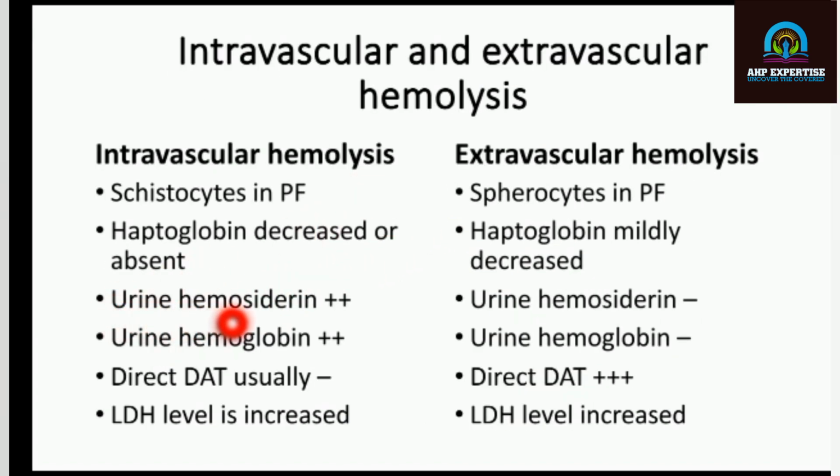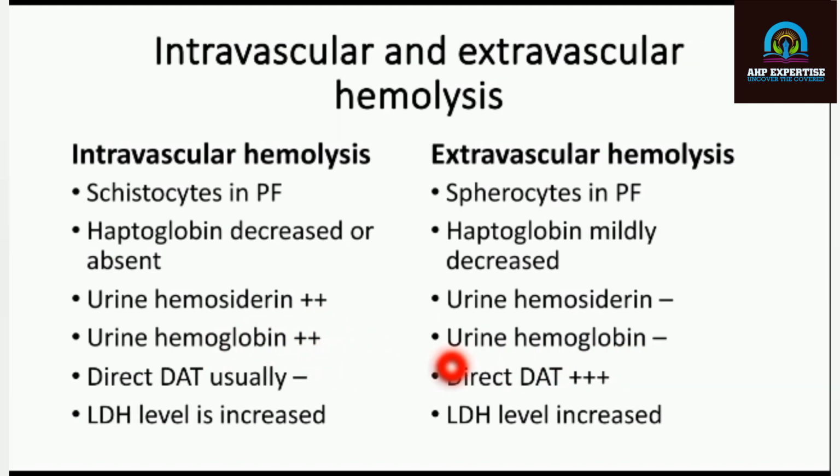Then comes the urine hemosiderin, which is highly positive and present in increased amount in intravascular hemolysis, whereas in extravascular hemolysis, it is negative, not present. Similarly, urine hemoglobin will be present in intravascular hemolysis, whereas in extravascular hemolysis, urine hemoglobin will not be present. All right, then if we do the direct DAT test in the laboratory, it will usually be negative in intravascular hemolysis, whereas in extravascular hemolysis, the DAT will be highly positive. The LDH level will be increased in both conditions as there is red blood cell destruction.